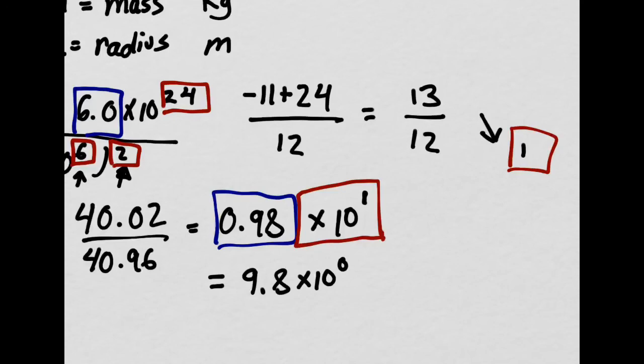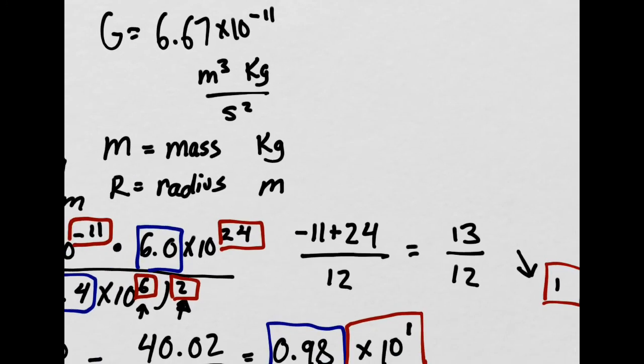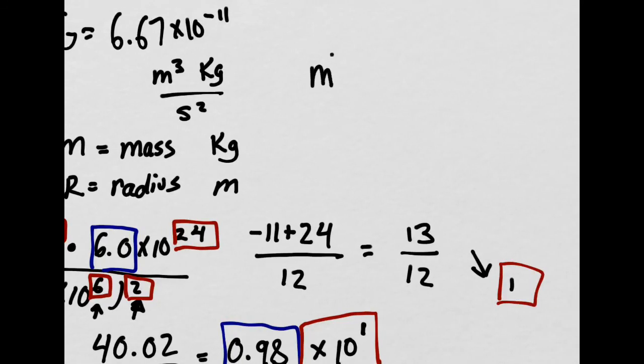Then for our units, G's units are meters cubed per kilogram per second squared. You multiply it by a mass, which is in kilograms, and you divide it by this squared.